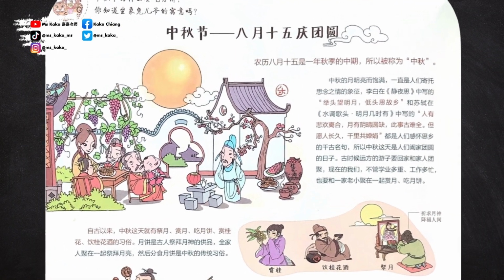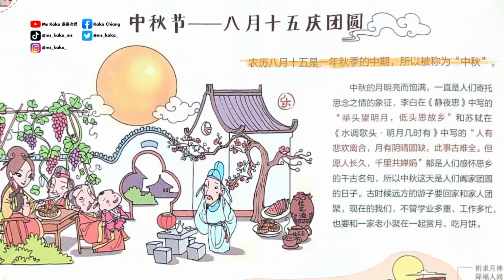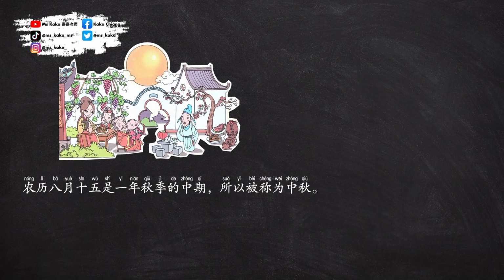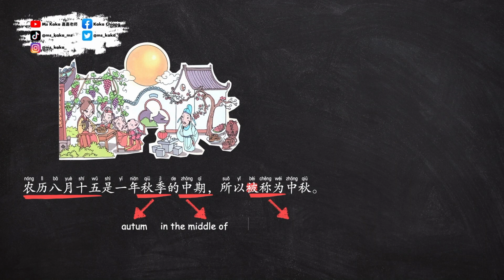农历8月15是一年秋季的中期，所以被称为中秋。农历8月15, which I mentioned previously, is the date of 中秋节 in Chinese calendar. 秋季 autumn, 中期 in the middle of. So August the 15th in Chinese calendar is in the middle of autumn. As 被 is the identifier of passive voice in Chinese, and 称为 is to call as. 被称为 means to be known as or to be called as. Since August the 15th in Chinese calendar is the middle of autumn, it's called 中秋.